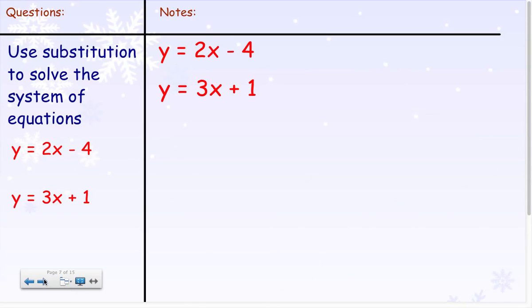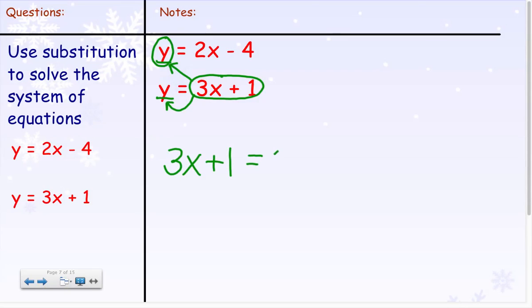This time, this problem looks a little bit different because we have two variables that are alone. We have this y and that y. You can pick which one you want to circle. It doesn't matter. So I'll just pick this bottom one. Since it's y equals, you're going to plug it in for y in the top equation. So I'm going to replace y with 3x plus 1. And then I'll write in 2x minus 4.